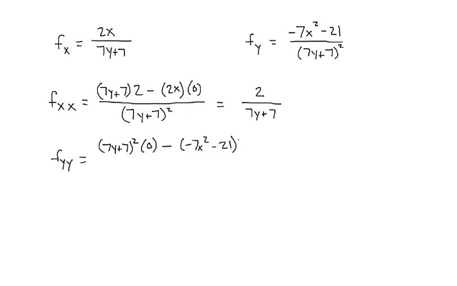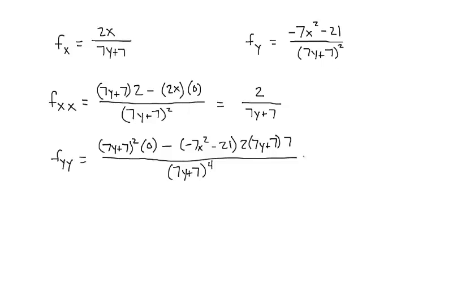And now we have the chain rule. So we have 2 times 7y plus 7, subtract 1 from the exponent, gives us 1, times the derivative of the inside with respect to y, which is equal to 7, all divided by 7y plus 7 to the 4th, squared squared.